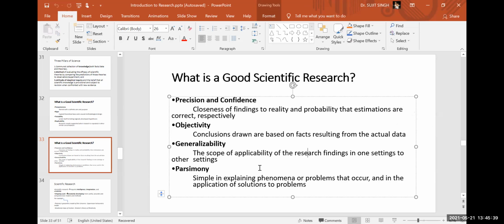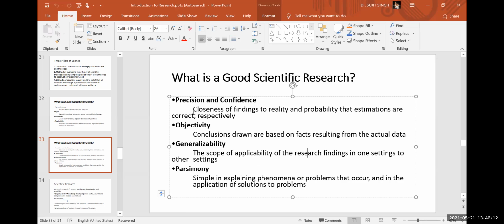Generalizability: the application of the results and findings can be applicable to other settings also, not only in one setting, not at only one place. And finally, parsimony, that is being simple in explaining the phenomena. Simplicity should be there, and that can be extended to solve other kinds of problems in different areas, different fields.